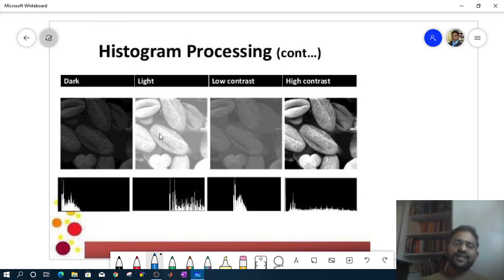If it is a very light or bright image, you can see most of the histogram lies in the vicinity of 255, on the scale from 0 to 255. For a low contrast image, the histogram graph lies in the middle of the graph. If it is a good image, the spreading of the pixels or the intensity is spread over the entire scale from 0 to 255 axis.